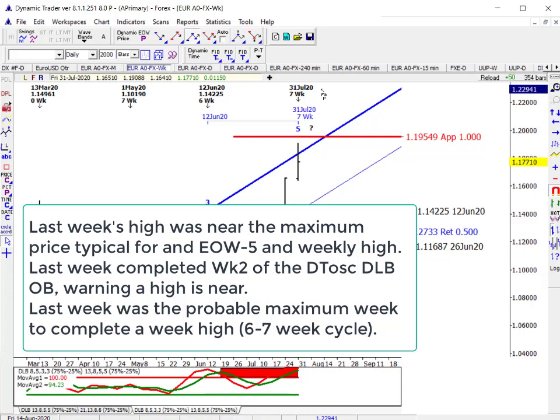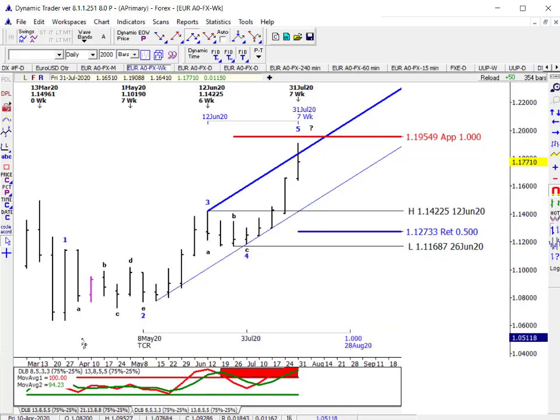And last week was week 7. So when we're looking at this data, we say we're in a very strong position to have completed not just a weekly high, but a 5-week advance coming up from this low.